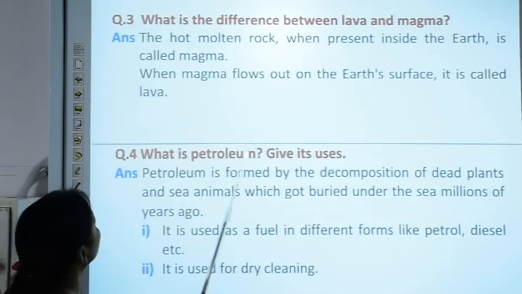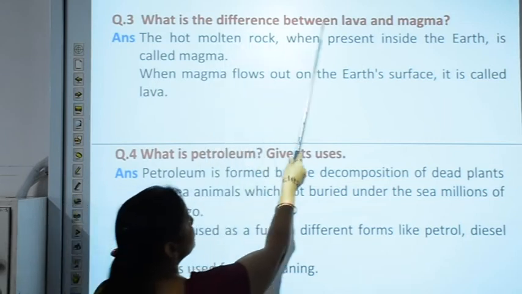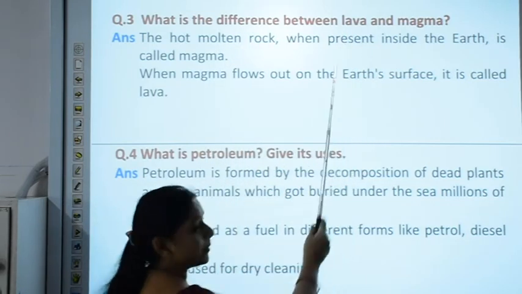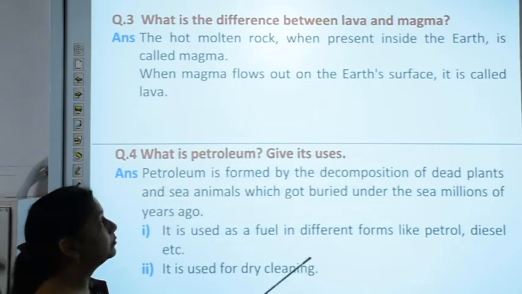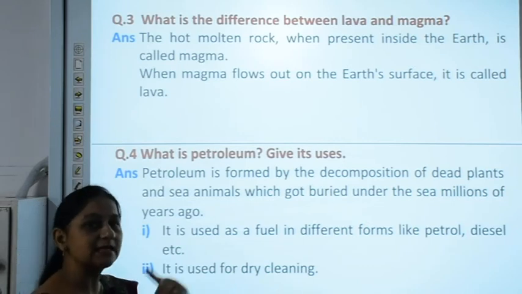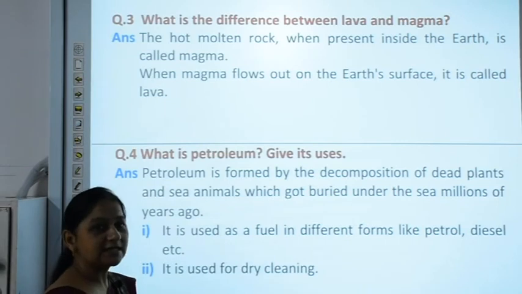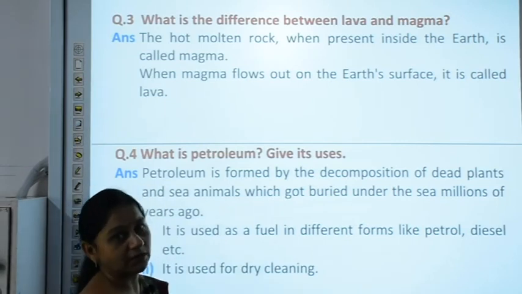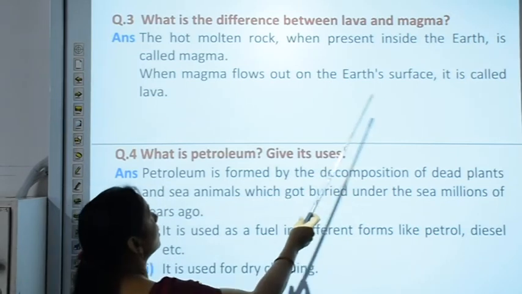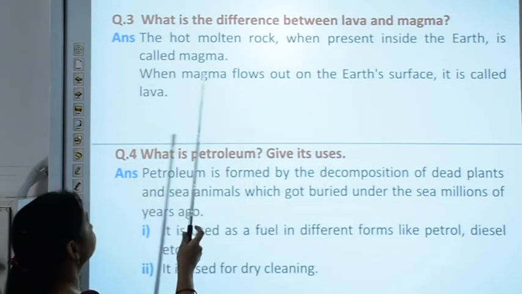The third question here is, what is the difference between lava and magma? Now, the hot molten rocks, when they are present inside the earth, are called magma, and when this magma comes out on the earth's surface, it is called lava.